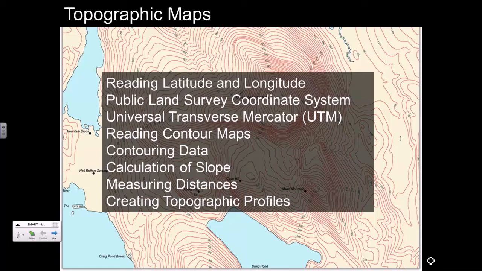We'll be covering 8 topics: reading latitude and longitude, the public land survey coordinate system, the universal transverse Mercator coordinate system or UTM grid, how to read contour maps, contouring data, so starting from blank or raw data and creating a map, calculation of slope on a map, or gradient, sometimes referred to, measuring distances, and then creating topographic profiles.